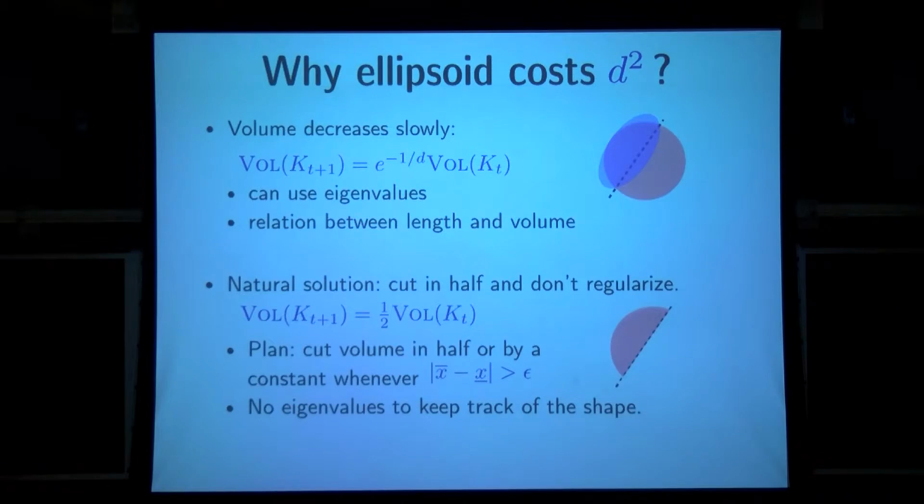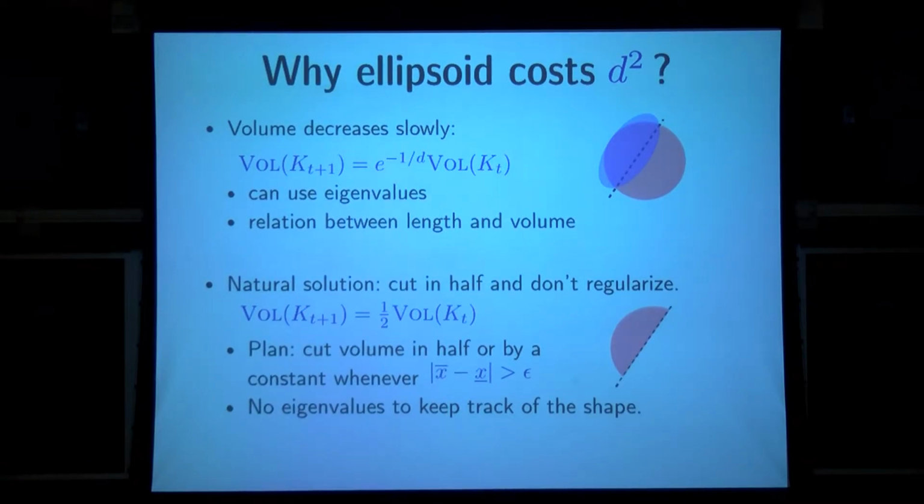So why d square and not d? The reason is that ellipsoids shrink very slowly. If you cut your set in half, you go to half your volume. But after that, you expand to the enclosing ellipsoid, which is a little more than the original set. So it actually adds some more volume, and that is worse the higher the dimension. So the new knowledge set will have volume e to the minus 1 over d of the old volume. So you take d square log 1 over epsilon steps to get to volume epsilon to the d, which is what you want for a ball of radius epsilon.